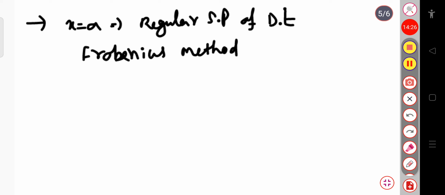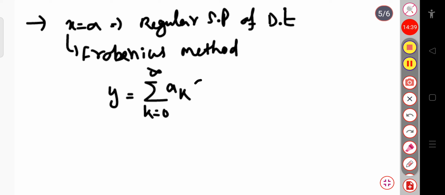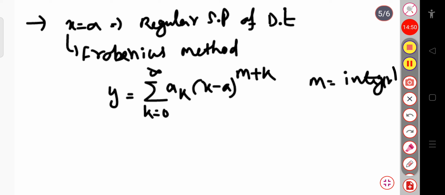In the Frobenius method we simply assume y, the solution of the differential equation, to be the summation over k equal to 0 to infinity of ak, the coefficients, into (x minus a) power m plus k, where m is an integer.